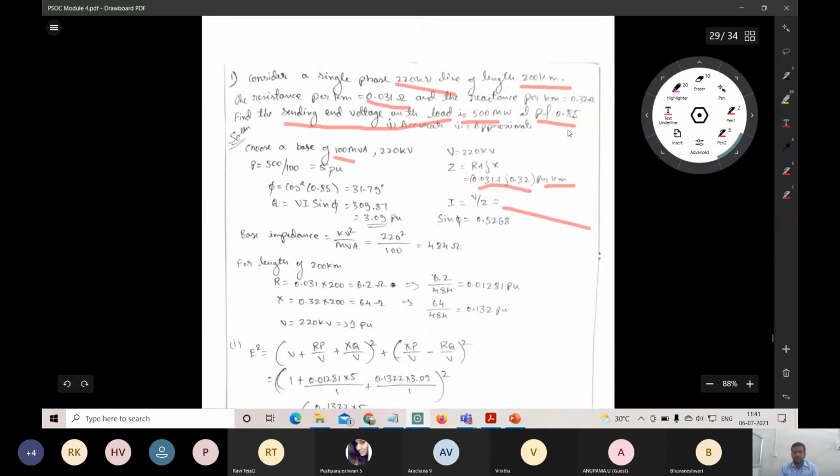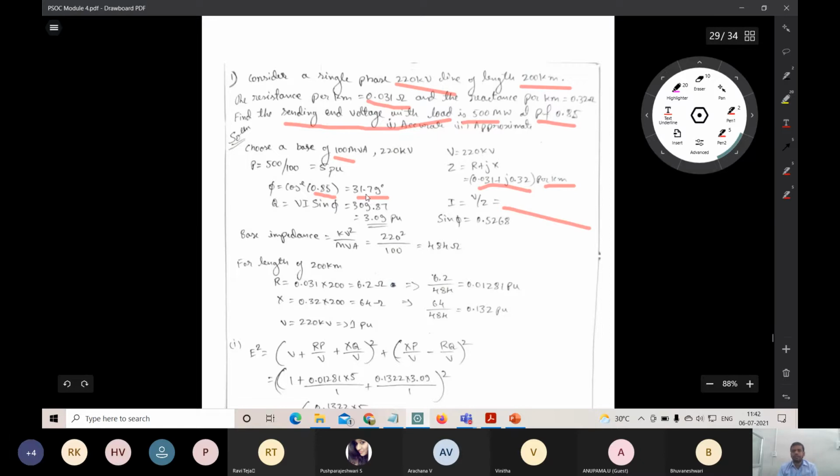He has given cos phi. So cos phi value is 0.85. You have to calculate the phi value and later the sin phi value, because we need reactive power, right? Phi is cos inverse of 0.85. That value is 31.79 degrees. And take sin of this angle, because we need it for reactive power.